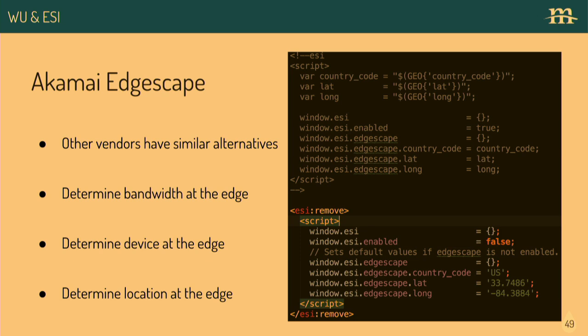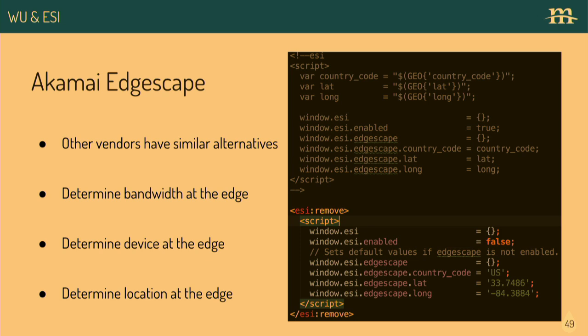So this is an example of some code where, and you see some other syntax I haven't shown you before. The basic syntax we see here is the top part: if there is ESI available to us, we're going to render that code. If there's not ESI, this is default behavior just as a fallback.